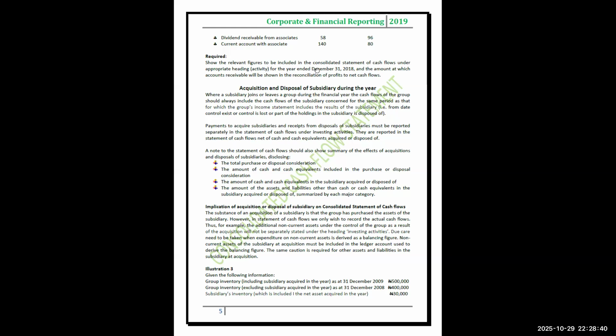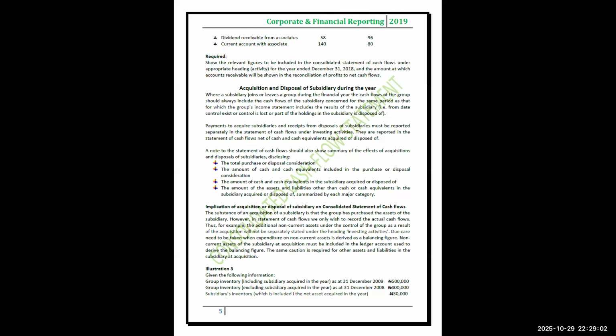C, the amount of cash and cash equivalents in the subsidiary acquired or disposed of; D, the amount of the assets and liabilities other than cash or cash equivalents in the subsidiary acquired or disposed of, summarized by each major category.